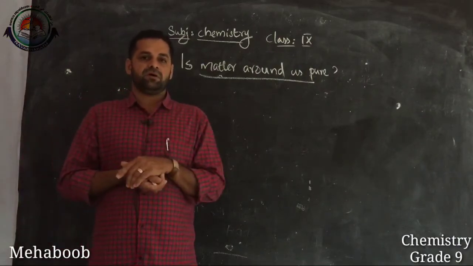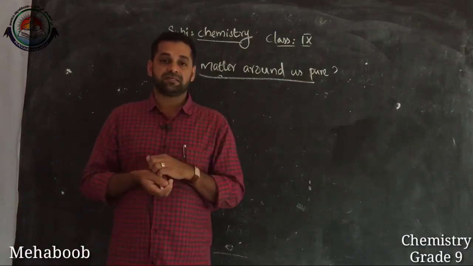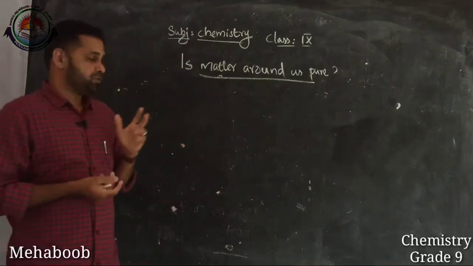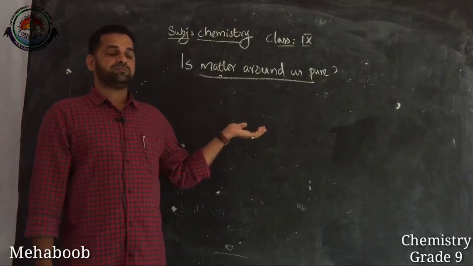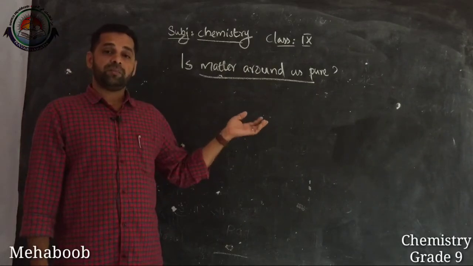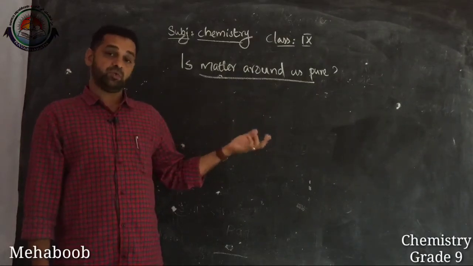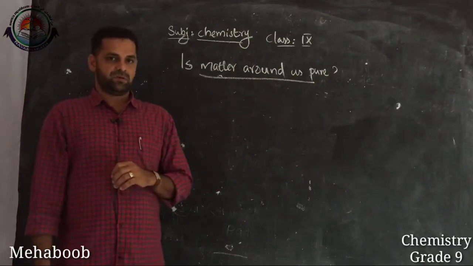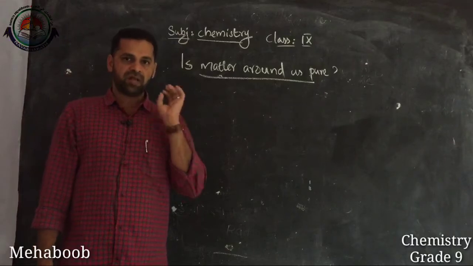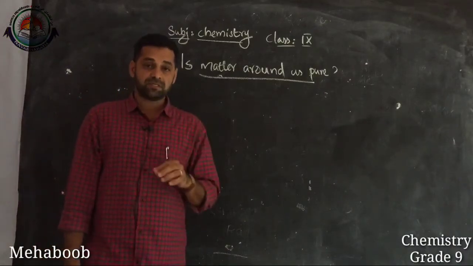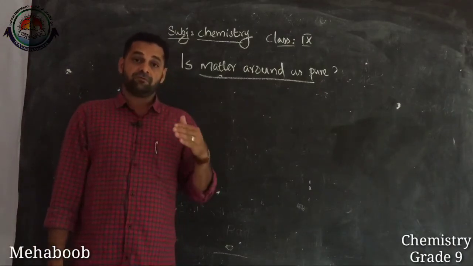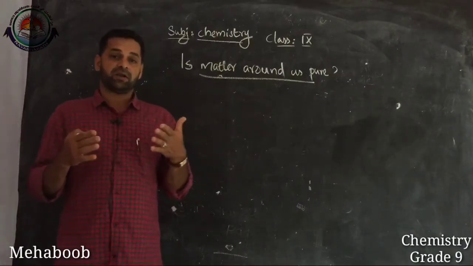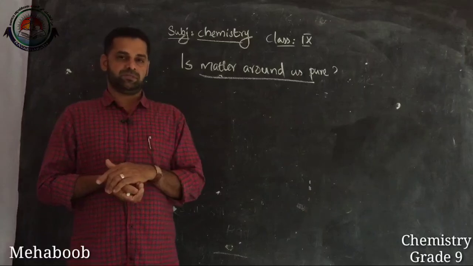In chemistry, a pure substance can be defined as a substance which is made up of only one kind of particle. And if a substance is made up of a combination of two or more different types of substances, that is called an impure substance. If a substance is made up of only one kind of particle, it is called a pure substance, and if it is formed by the combination of two or more different kinds of particles, that is called an impure substance.